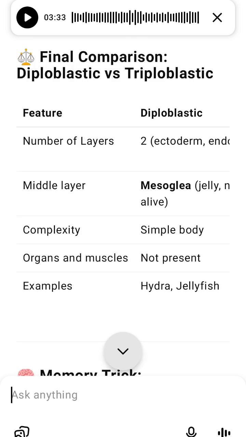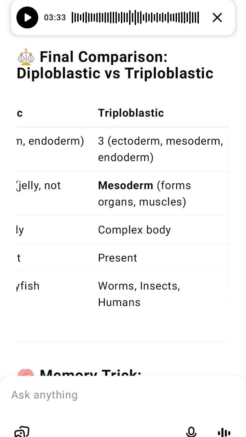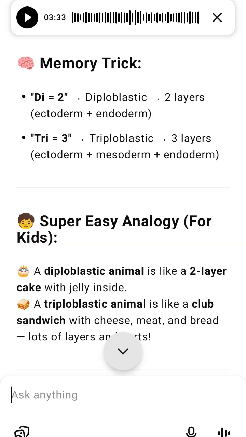These animals can live on land or in water, can move, feel, digest food better, and have body systems like the nervous system, blood system, muscles, etc. Think of a club sandwich. Top equals ectoderm, middle equals mesoderm, bottom equals endoderm.